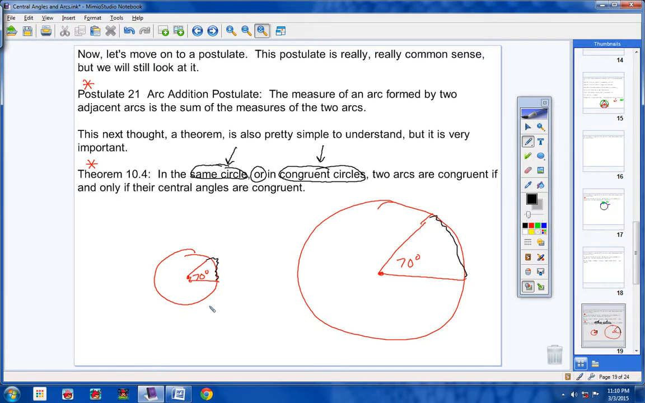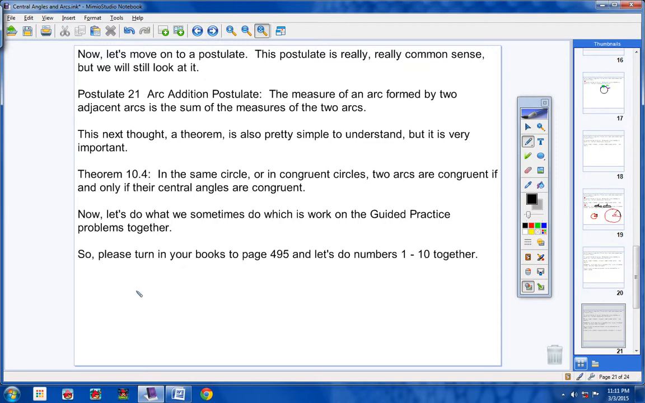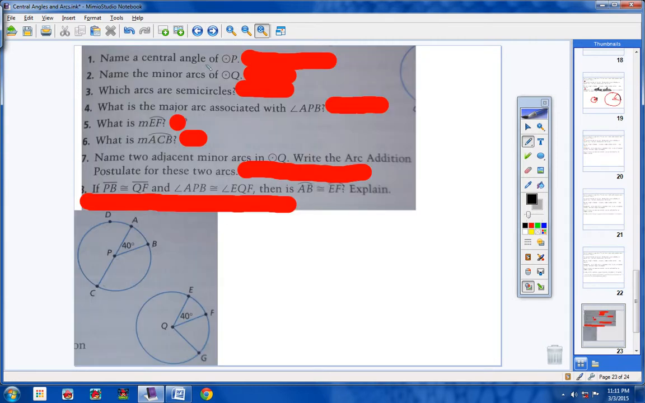If I'm going too fast, pause the video. Make sure your notes are caught up, and let's continue on, okay? Now, we're going to do what we sometimes do, which is work on the guided practice problems together, okay? So, here we go. Please turn your books to page 495, and let's take a look at numbers 1 through 10 together. Now remember, like always, you are more than welcome to work ahead of me, but please check to make sure you are doing the problems correctly. Now with that in mind, let's go ahead and get started. Here we go. I'm going to go fast, so please pause the video as much as you need to.